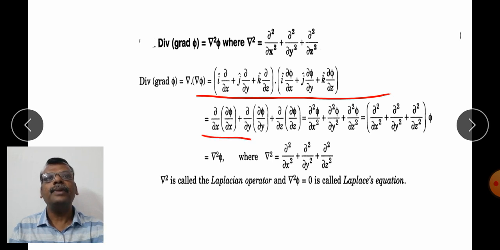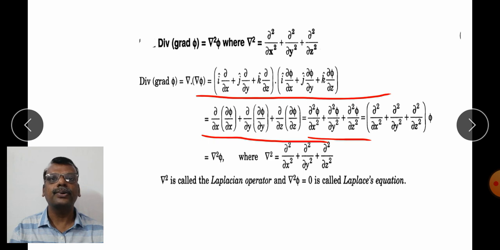Already we know that the dot product of a bar dot b bar is equal to a1 b1 plus a2 b2 plus a3 b3. Here that is dou by dou x dot of dou phi by dou x plus dou by dou y of dou phi by dou y plus dou by dou z of dou phi by dou z, that is equal to dou square phi by dou x square plus dou square phi by dou y square plus dou square phi by dou z square. That is nothing but del square phi.